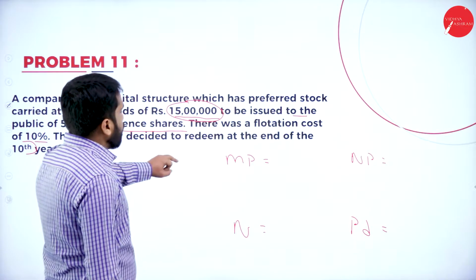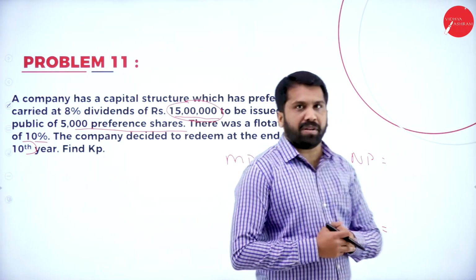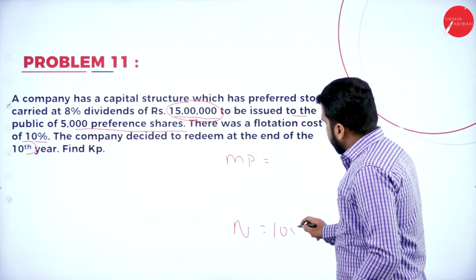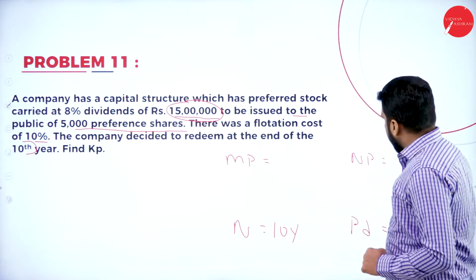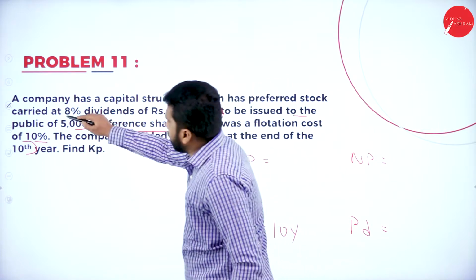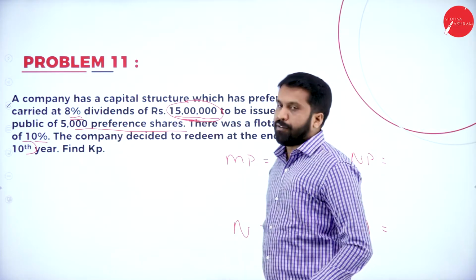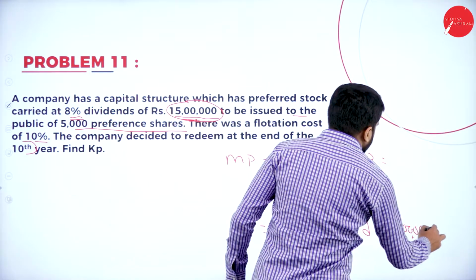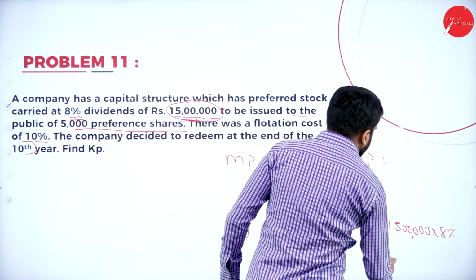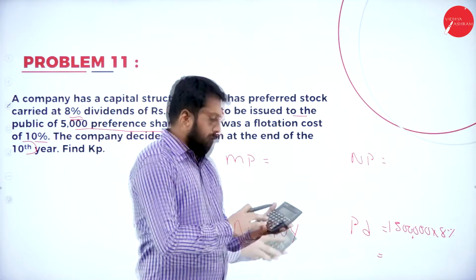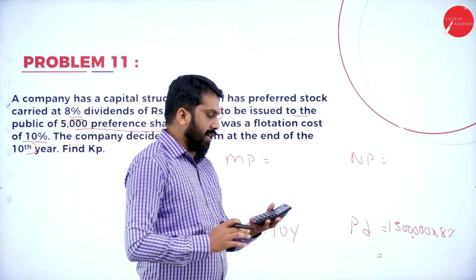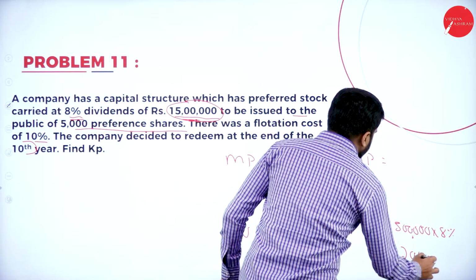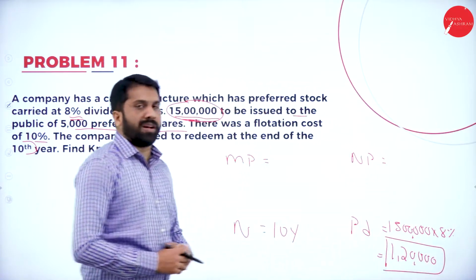Now, first we'll go for the number of years. It is easy to identify. It is a 10 years problem. Now, preference dividend, they have mentioned 8%. The face value is 15 lakh. Now, calculate this. 15 lakh multiplied by 8% will come around 1,20,000. Your answer is 1,20,000.